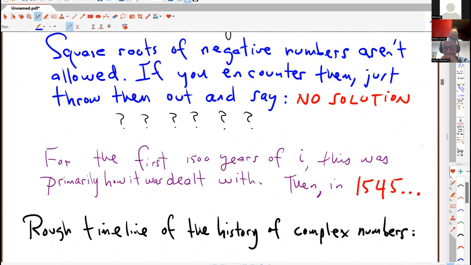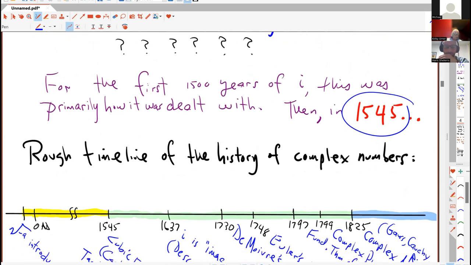But then something happened in 1545. Does anybody know what mathematical event took place in 1545? I think it was more important than it seems on the surface. It actually did change the course of mathematics. Have an idea? I think this is before the birth of Descartes. Does Harris know? No, I was just going to talk about Descartes. Yeah, so what it is is Cardano.